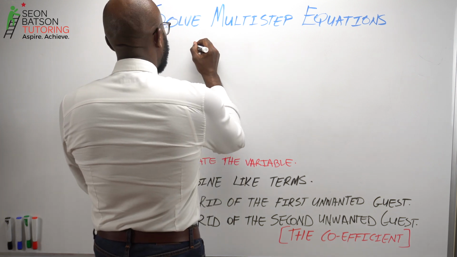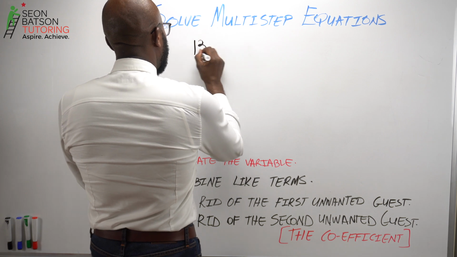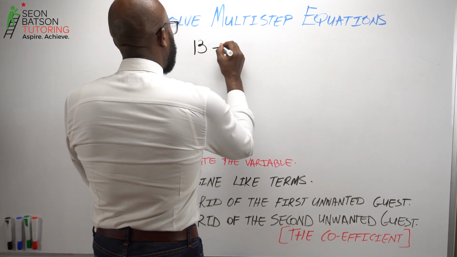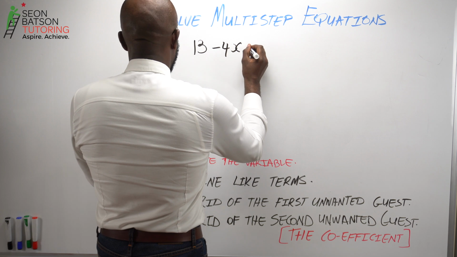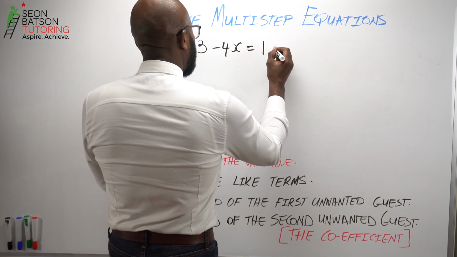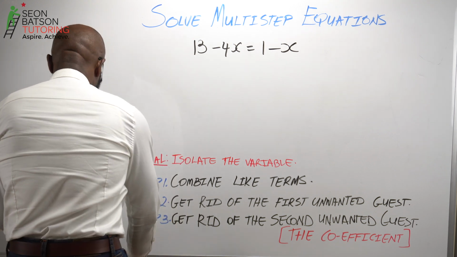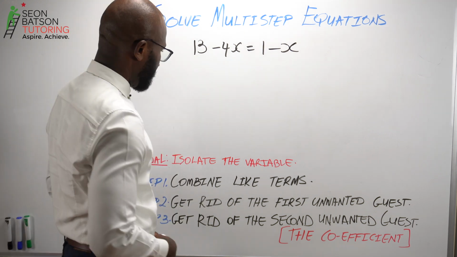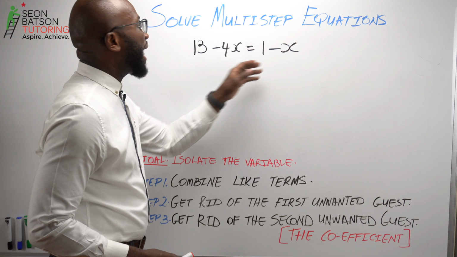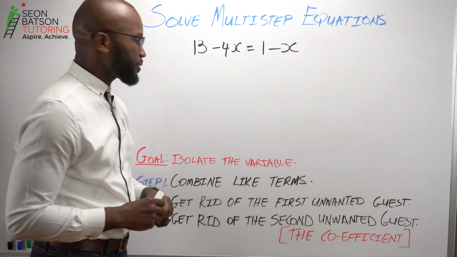We have 13 minus 4x is equal to 1 minus x. So again, we have to solve for x.